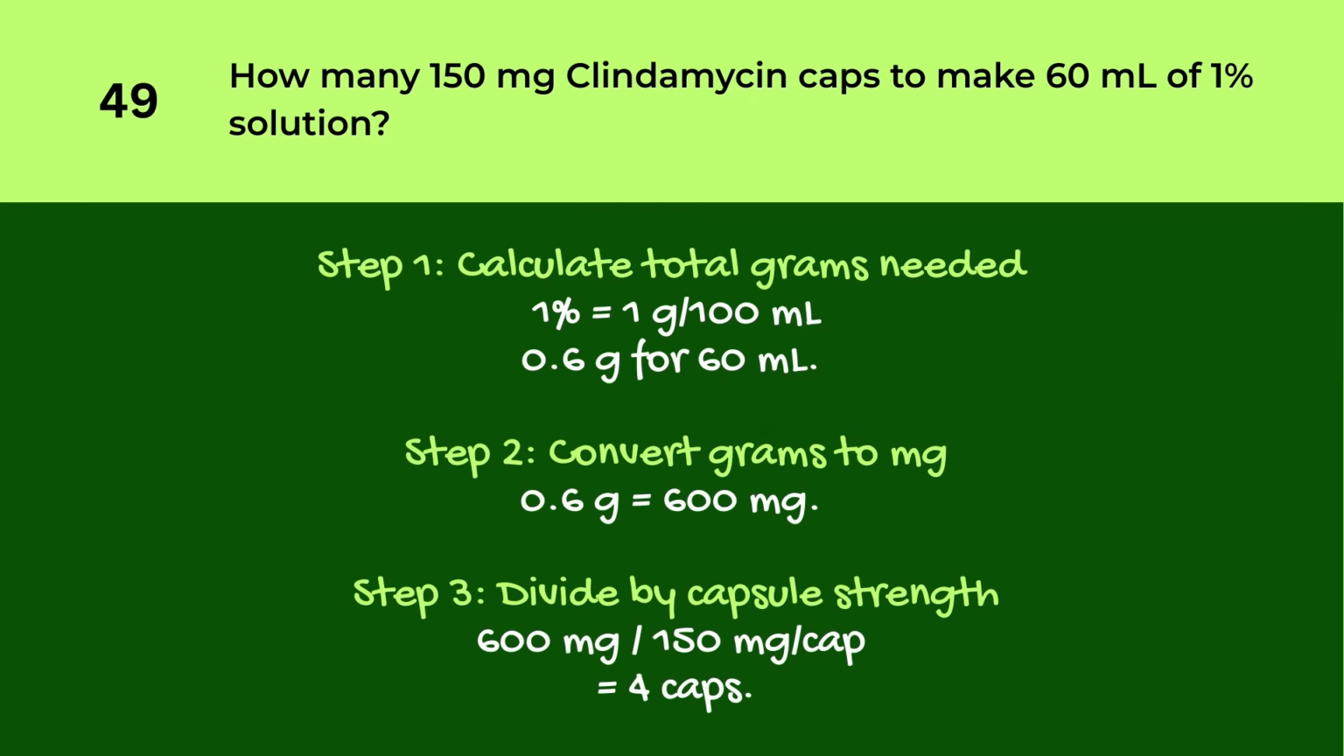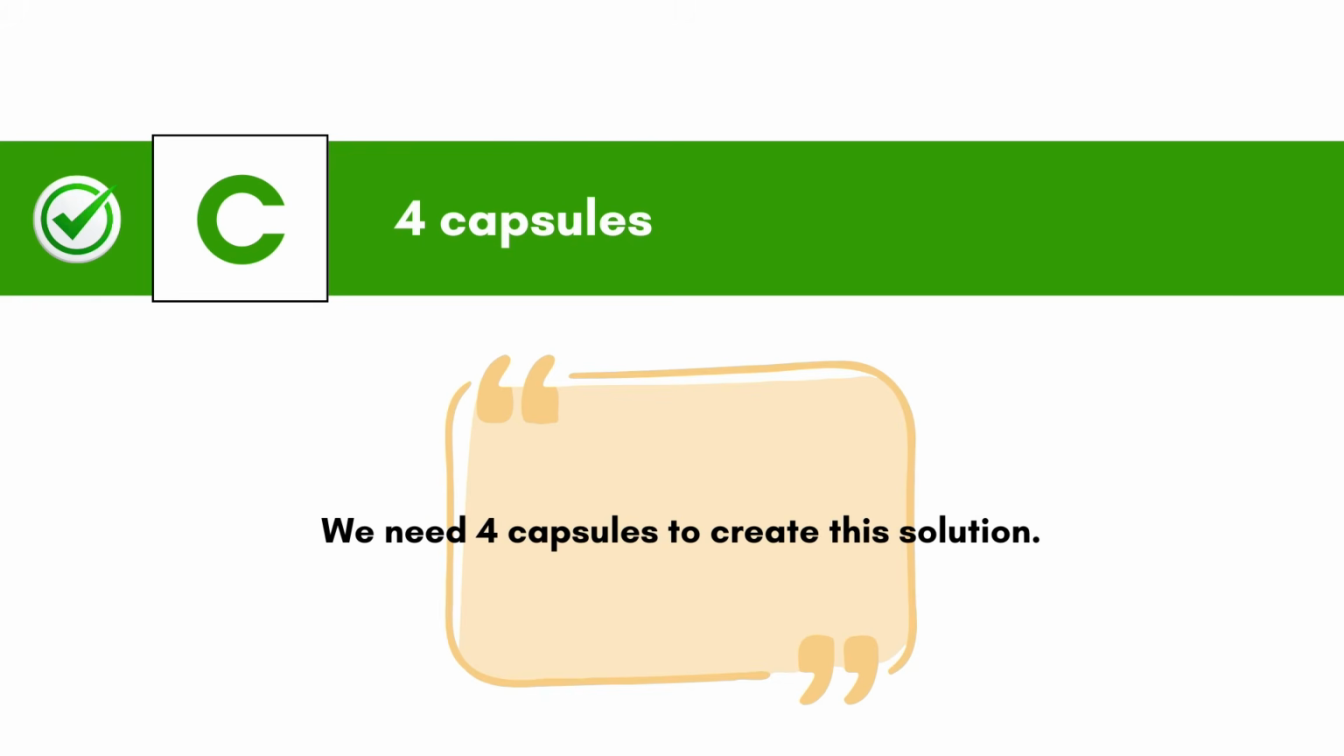First, determine the total weight of clindamycin needed. A 1% solution means 1 gram in 100 milliliters. So for 60 milliliters, we need 0.6 grams. We need to convert that to milligrams to match the capsules. 0.6 grams is 600 milligrams. Now divide the total milligrams needed by the strength of 1 capsule. 600 milligrams divided by 150 milligrams per capsule equals 4. Option C is correct. We need 4 capsules to create this solution.